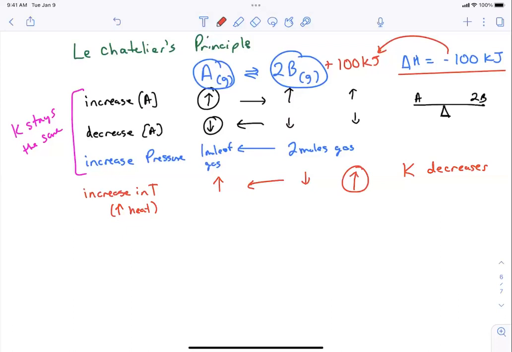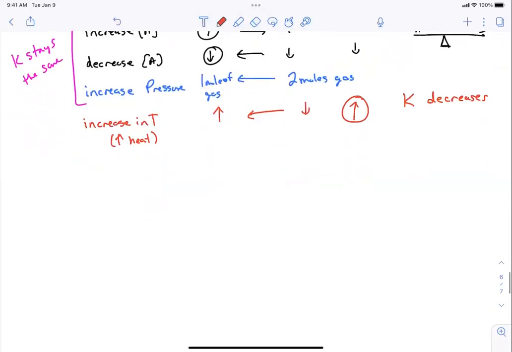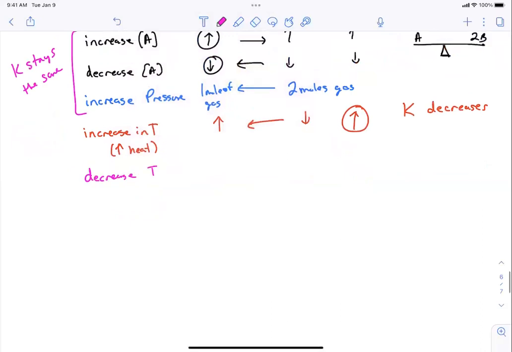So if heat is on the right, when you increase temperature, your K should decrease because you're going to be making more reactants and less products. If you decrease temperature, then it'll shift this way, so K will increase.